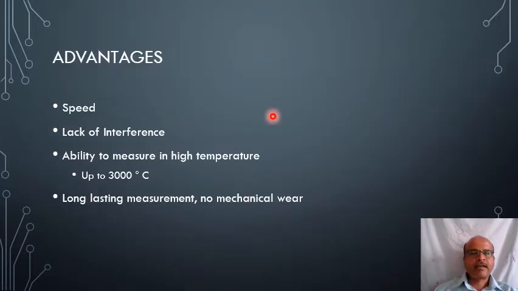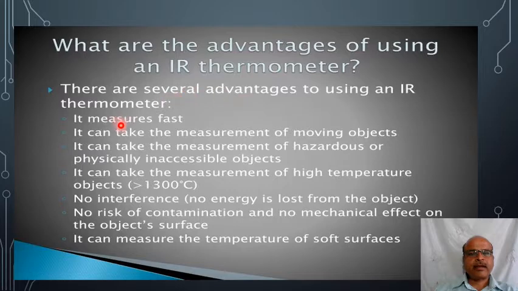Next, the advantages. The advantages of these infrared temperature sensors are speed, lack of interference, ability to measure high temperatures up to 3000 degrees centigrade, and long-lasting measurement with no mechanical wear. What are the other advantages? It measures temperature very fast. It can take measurements of moving objects, of hazardous or physically inaccessible objects, and of high temperature objects. There is no interference, that is, no energy is lost from the object.